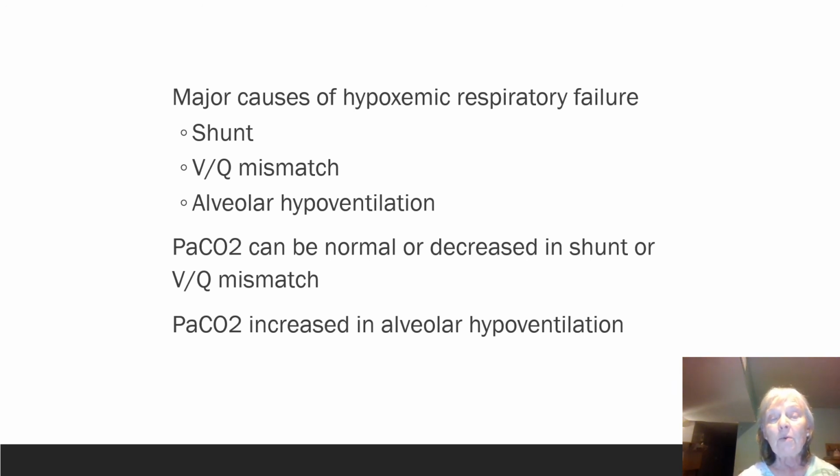Also remember, with a shunt or a VQ mismatch, we have an increased A-a gradient, and we have that because we're adding oxygen. That doesn't mean, though, that the added oxygen in the alveoli is going to be able to diffuse across the alveolar-capillary membrane, and as a result, that gradient gets larger and larger. In alveolar hypoventilation, the gradient remains normal, and that's because, like I said, the O2 is being replaced by CO2, and as a result, the gradient stays basically the same.